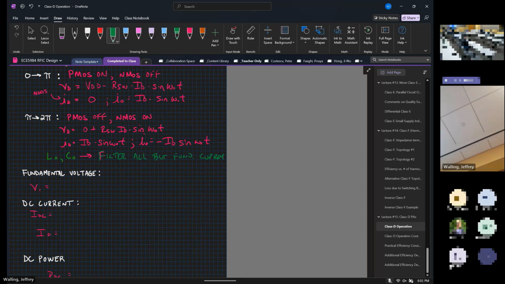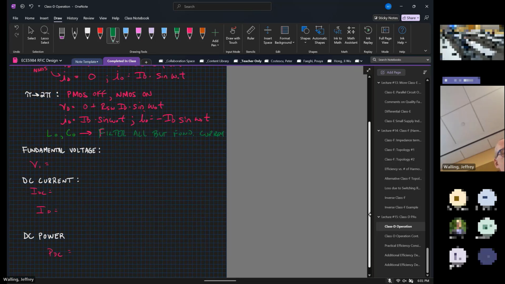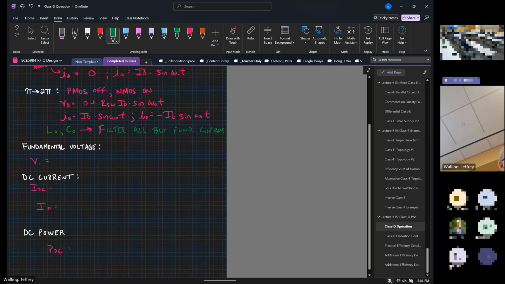Okay, the resonant circuit ideally filters all but the fundamental current, so that's the only current that can flow to the load. So from these waveforms now, we can find what the components of the fundamental voltage and current waveforms are, and ultimately what the DC current and DC power are. To find the fundamental voltage waveform, we use Fourier analysis, just like in the other amplifiers.